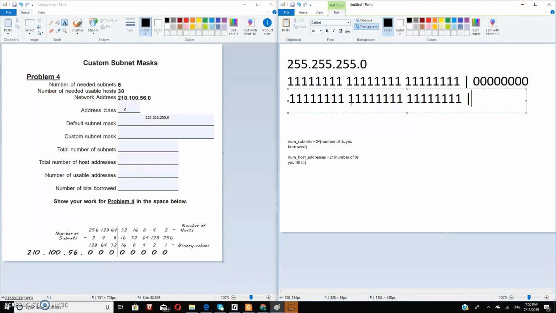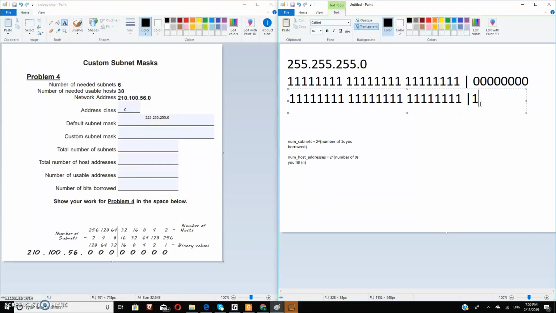Well, how many to borrow then? I wrote these formulas at the bottom that say the number of subnets is 2 to however many bits you've borrowed. And it tells you that you need 6 subnets. Now we're borrowing bits, but it's not like any bits on this side are going away. When we say borrow, we can't borrow more than however many host bits we have as part of the address class. That's the max number of bits we can borrow.